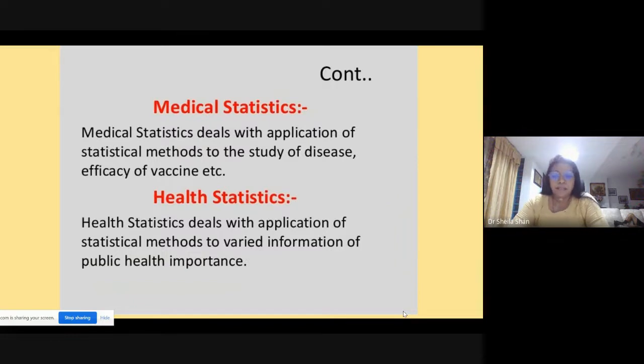Under medical statistics, we deal with the application of statistical methods to the study of disease, for example, how efficient is a vaccine. We have a lot of things that we can study under medical statistics. Under health statistics, we deal with the application of statistical methods to provide information of public health importance. So we talk more about health, not so much about disease.